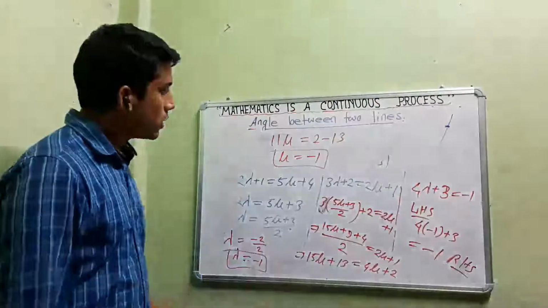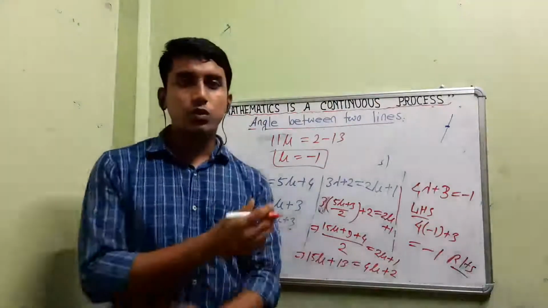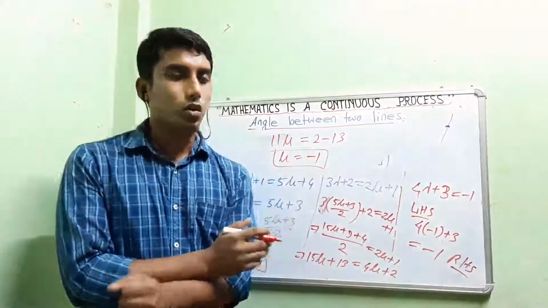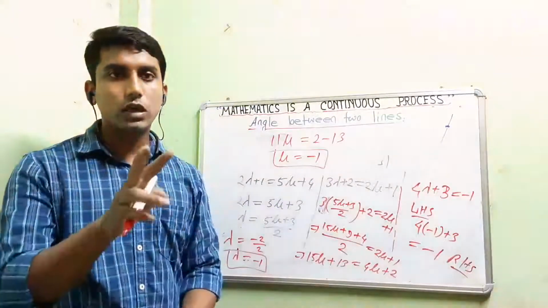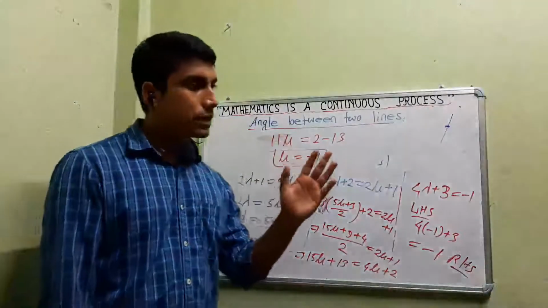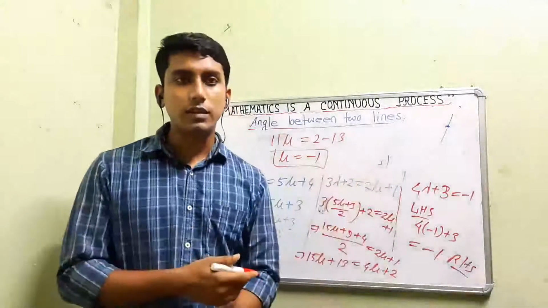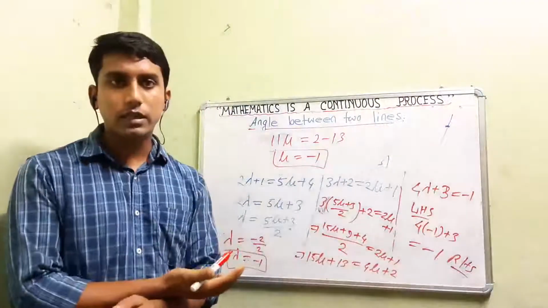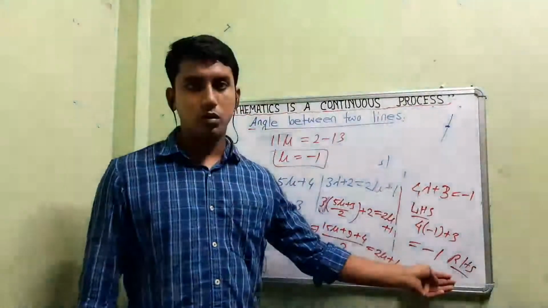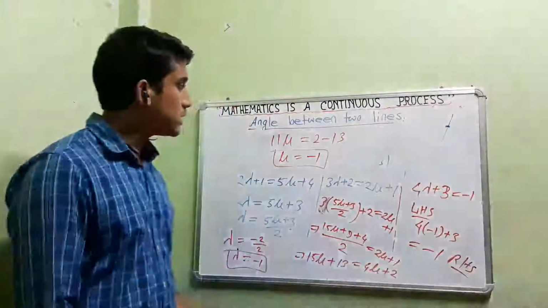In this way we'll check whether two straight lines are intersecting each other or not. If it is not satisfying, then we'll say no, they don't intersect each other. Two types of questions may come in the exam: check whether two straight lines are intersecting or not. The process is the same. If they ask you to show that they are intersecting, in this way you will show. So this is the thing.